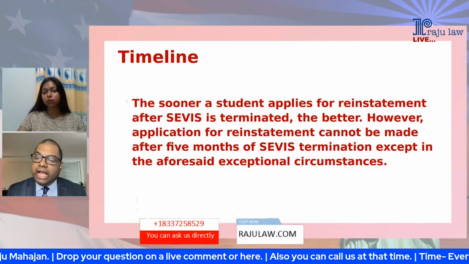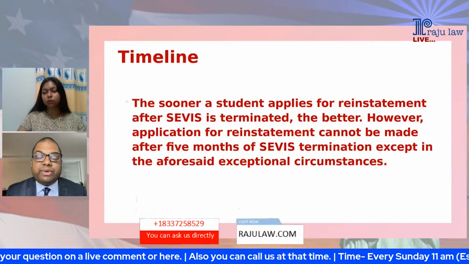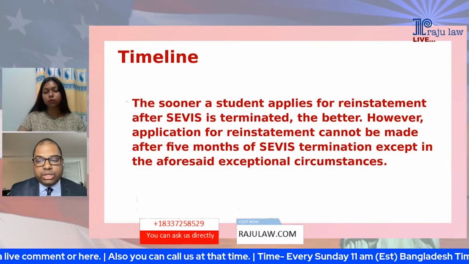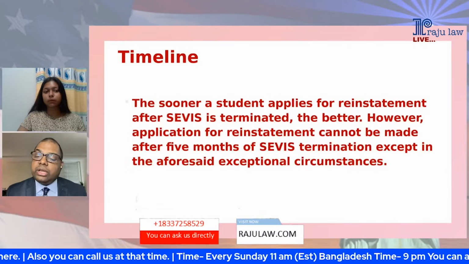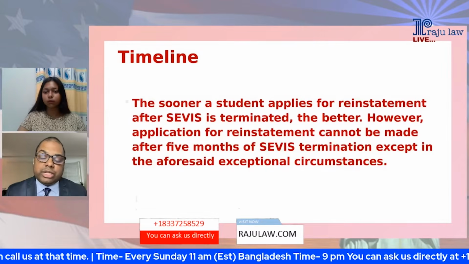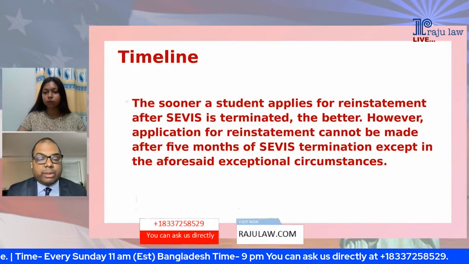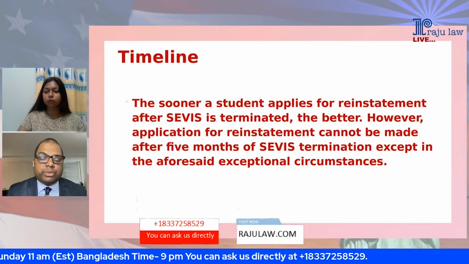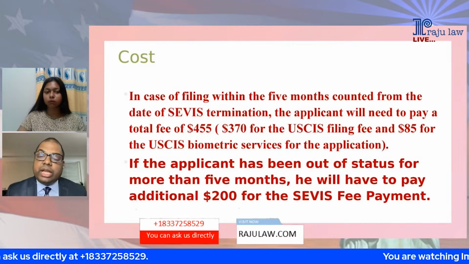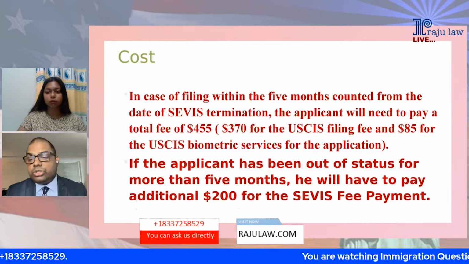Timeline: as I said, you have to apply within 5 months. If you cannot apply within 5 months, you have to show that there is an exceptional circumstance because of which you could not apply within 5 months, but usually you have to apply within 5 months. So there are two kinds of situation. That's why there are two kinds of cost.